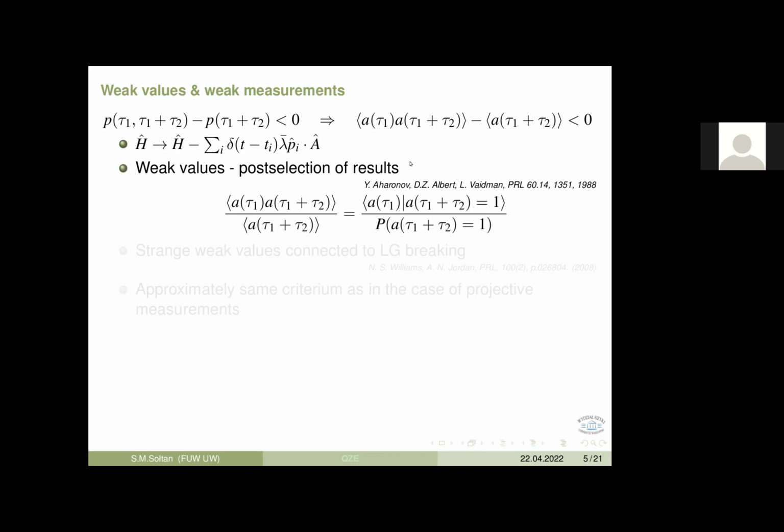And as I mentioned, because in our case A is a projection, if we look at the quantity that I wrote here, the two-point correlation divided by the one-point correlation, then it turns out that if we replace the second weak measurement in such an expression by a single projective measurement, then the results would be exactly the same. And this projective measurement would basically introduce this post-selection of results.